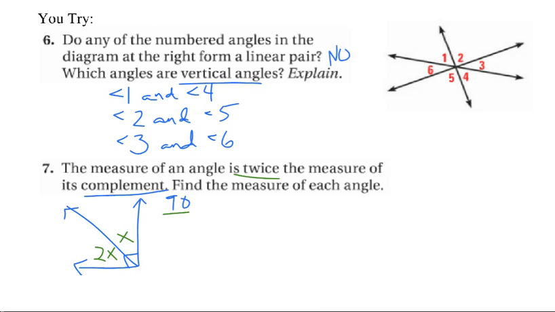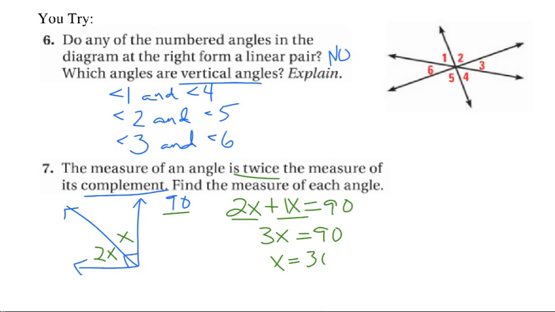Our x, when we solve it, ends up being 30. But again, we have to plug it back in because they want each individual angle. So when you plug that back in, you get 30 degrees for one, and the other one has to be double that, so it would be 60 degrees. And they do add up to be 90 together, and one of them is double the other size.